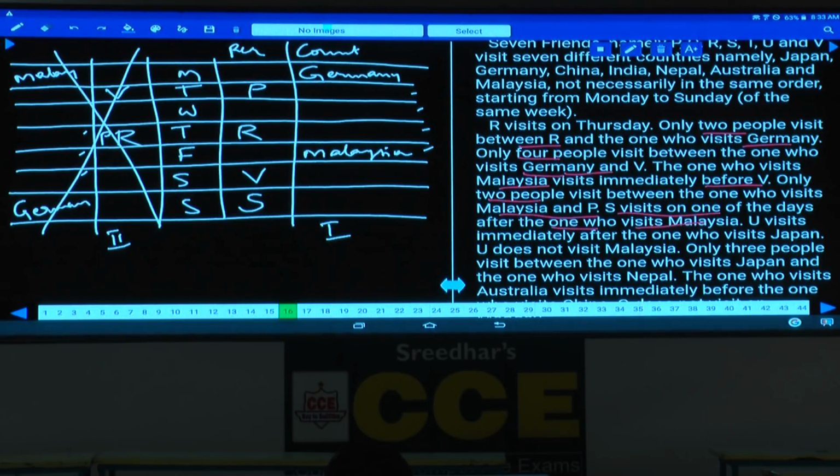And U visits immediately after the one who visits Japan. U is immediately after Japan. Japan and U, these two persons must be adjacent to each other. Now tell me, where can this Japan be? Whether Japan can be on Tuesday? Yes, if Japan is on Tuesday, then U can be on Wednesday, there is a possibility. Hence, Japan and U can be on Tuesday and Wednesday, there is one possibility. Then tell me whether Japan can be on Wednesday. If Japan is on Wednesday, then U must be on what?